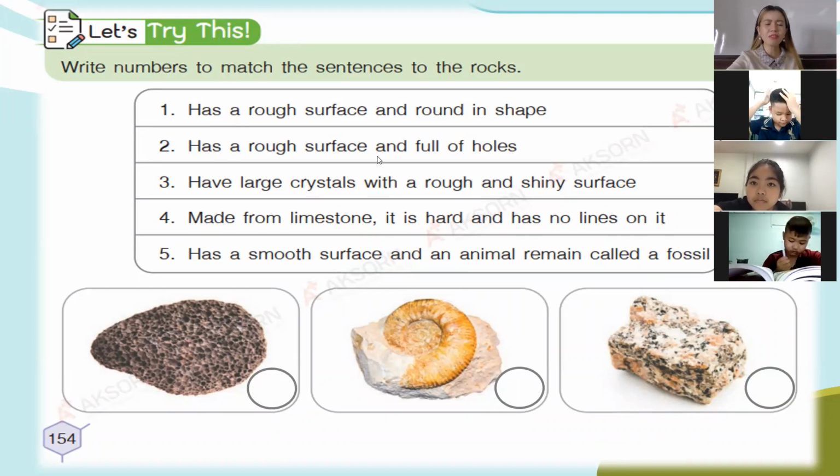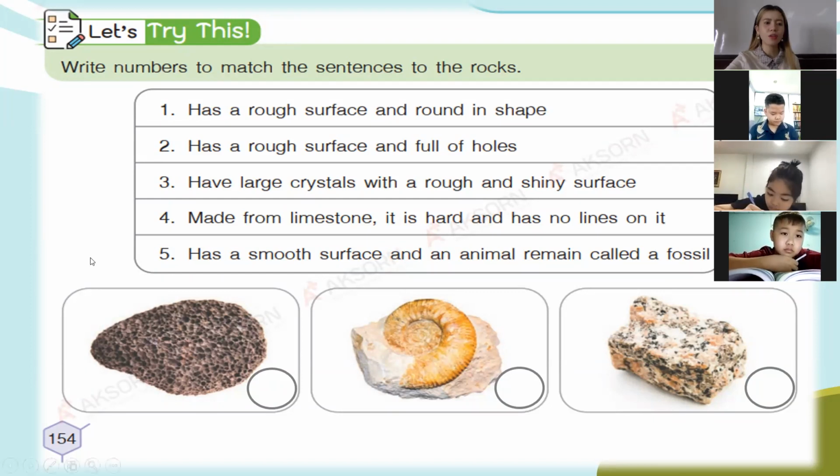Has a rough surface and full of holes. Is it first, second, or third? Choose between the three. Has rough surface and full of holes. First picture, second picture, or third picture? First picture. Very good. So you have to write number 2 on the first picture. Okay? Did you get it?